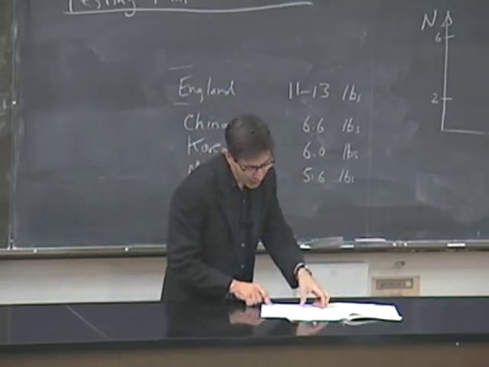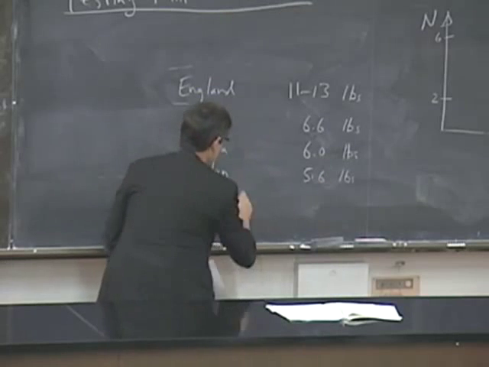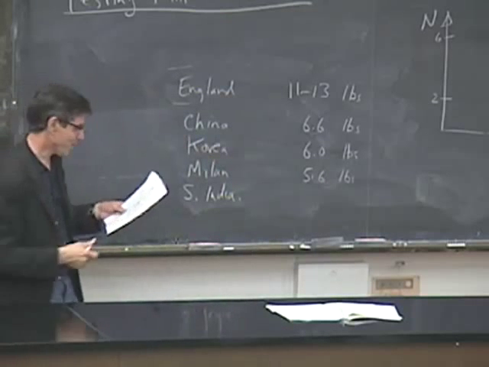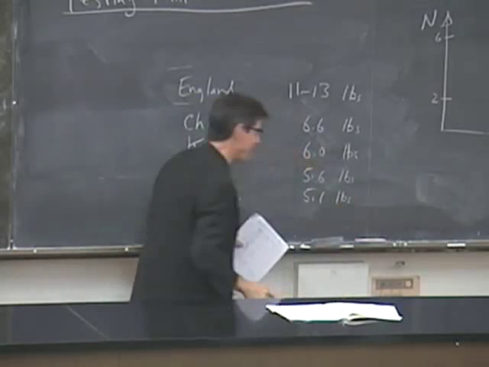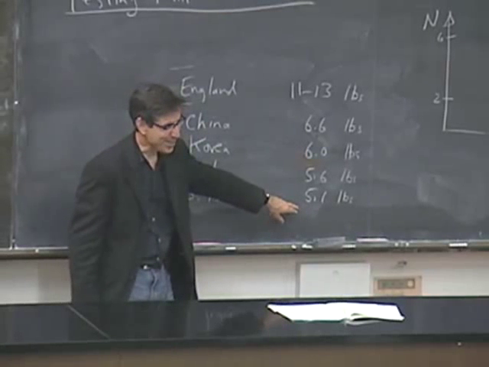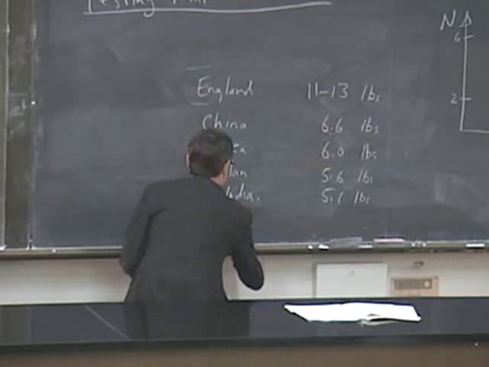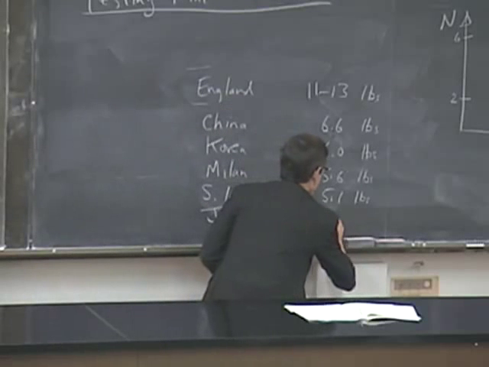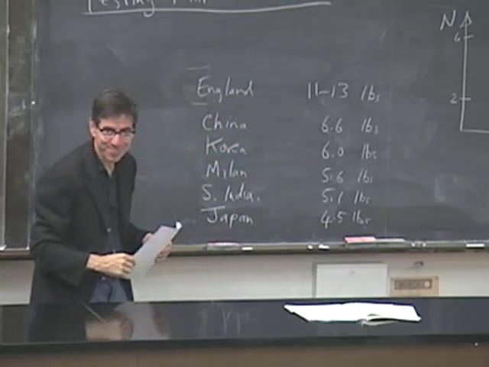And then we also get some information from India. And again, this is all based on rice being translated into the equivalents in wheat. It's down at 5.1 pounds around about 1800. These are very poor societies, right? And then last of all, right at the bottom here is Japan. And the equivalent of the wage in Japan is 4.5 pounds.